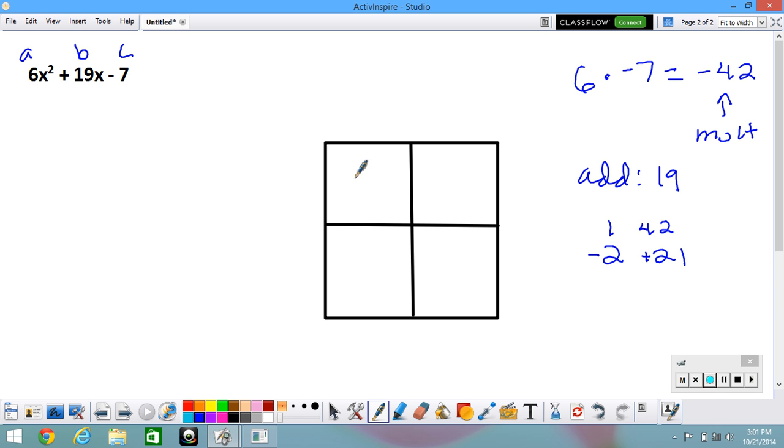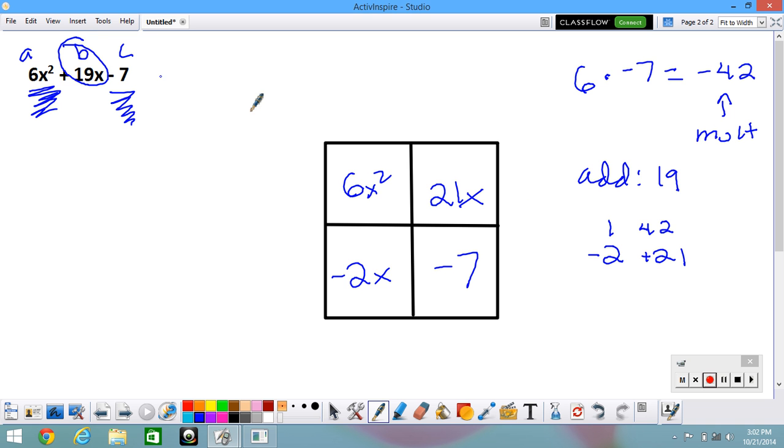So I'm going to fill in the boxes. The 6x squared goes here. The negative 7x, the negative 7 goes here. And now 2 and 21, negative 2x and 21x, because these would add together to give me the 19. All right, so again, I'm going to pick a prime number. I could either go with the 2 or the 7. Last time I went with the 2, or the x term, so this time I'm going to go with the 7. So I know it's got to be 7 and 1.